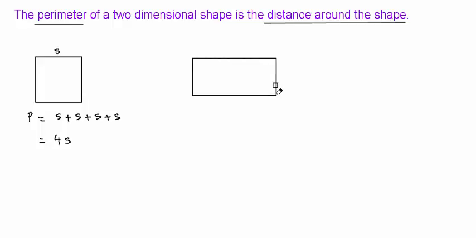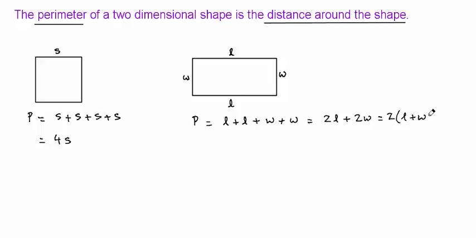For a rectangle though, which is not a square, the length and the width are different. And given that the opposite sides on a rectangle are the same length, so we have an L here and a W here, the perimeter is L plus W plus L plus W, which is 2L plus 2W, or 2 times L plus W. It's 2 times the sum of the length and the width.